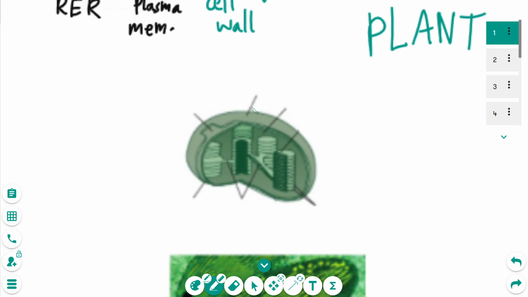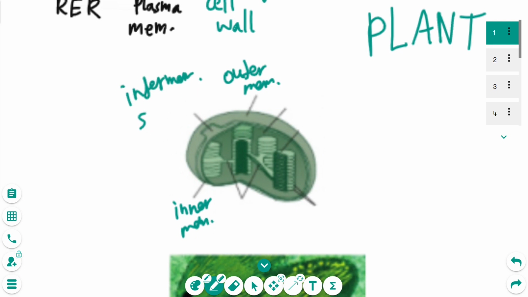So up here, this is the outer membrane. They also have an outer membrane, and they have an inner membrane, which are labeled on here, inner membrane, and this is the intermembrane space. We also have here what are called intergranal lamellae, and these things here are called thylakoids.